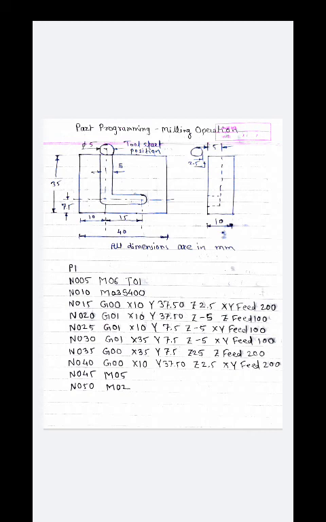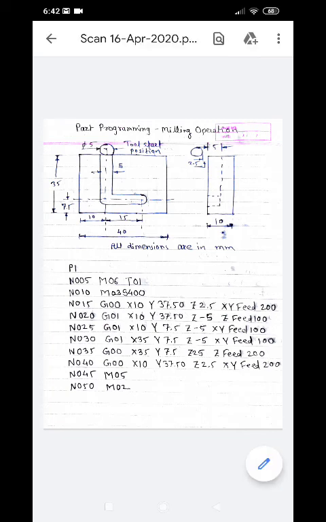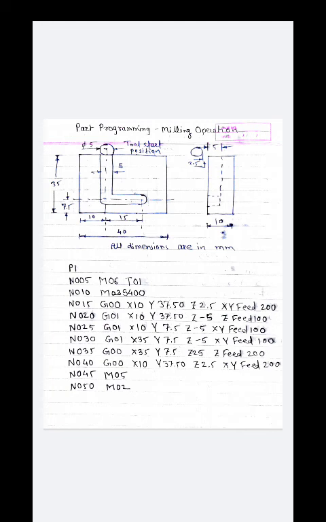Okay, so if you see, the first two lines of the program, that is N005 and N010, we can say are the program setup. Okay, and then from N015 to N040, it is for chip removal. And the remaining, N045 and N050, are for system shutdown. So in any part programming, three main parts are there. First one, program setup. Second one, chip removal. Third one is system shutdown.